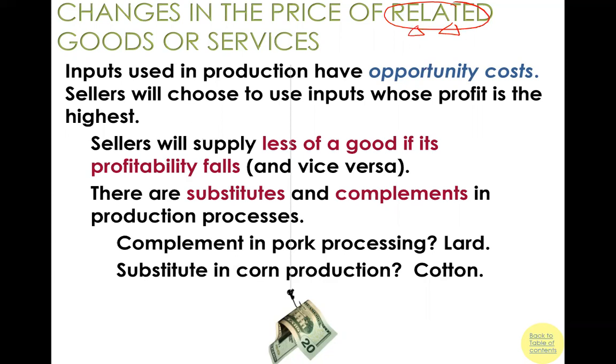These related things have two natures, depending on what type of goods we are talking about. So we must separate between substitutes and complements in the production process. Okay, so what does that mean? Maybe we can use examples. Start with substitutes.